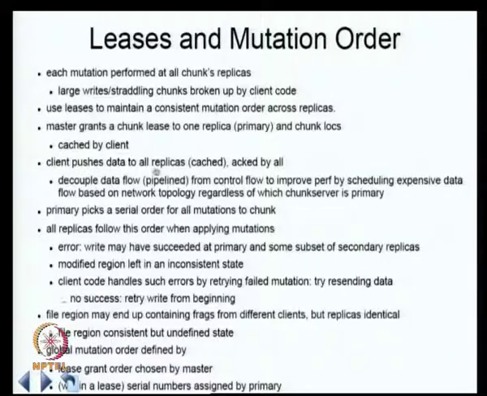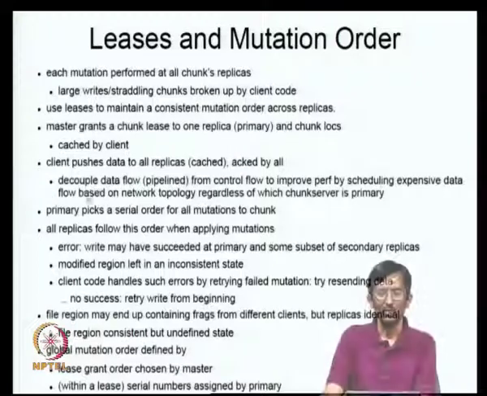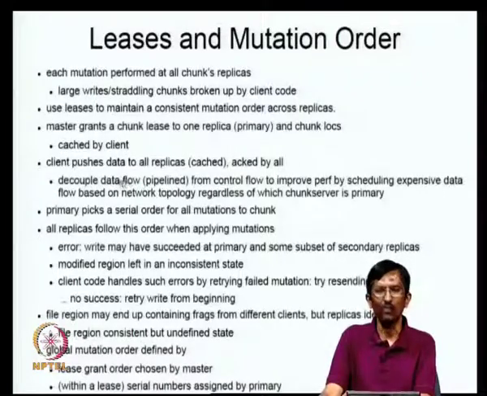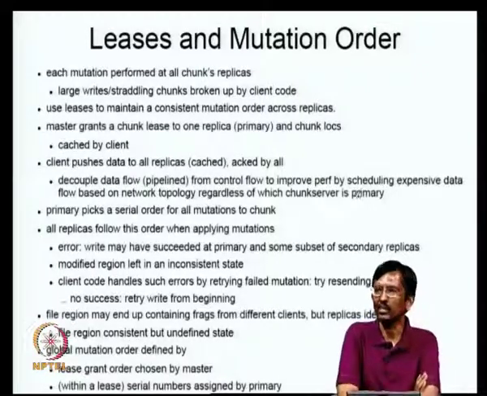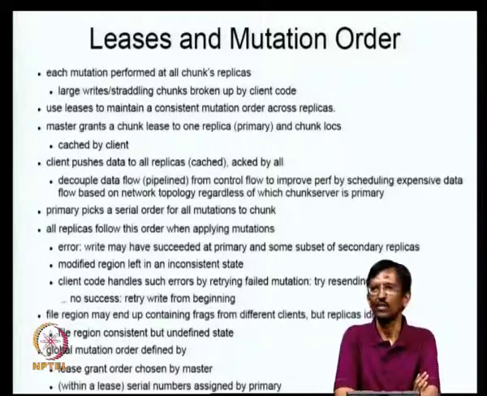So the client pushes data to all replicas. Immediately, without waiting for any ordering or anything of that kind, as soon as you figure out who the replicas are, you send it out. The basic idea is to decouple data flow from control flow to improve performance by scheduling expensive data flow based on network topology, regardless of which chunk server is primary. One of the things I have decided in this particular design was that throughput is very critical.